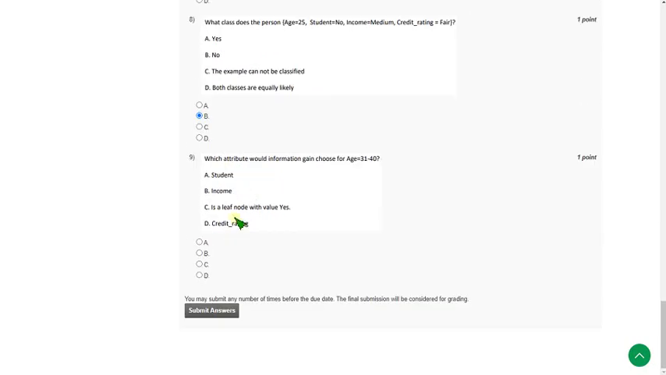Moving on to the 9th and final question. Here only 9 questions are given. So the 9th is the last question. Which attribute would information gain choose for age 31 to 40? For age 31 to 40, it is a leaf node with value yes. So mark option C as the correct answer for the 9th question.